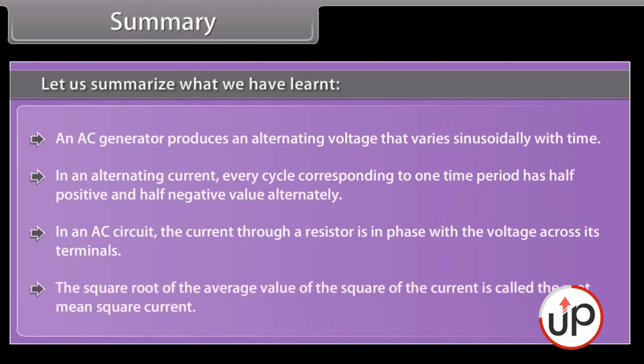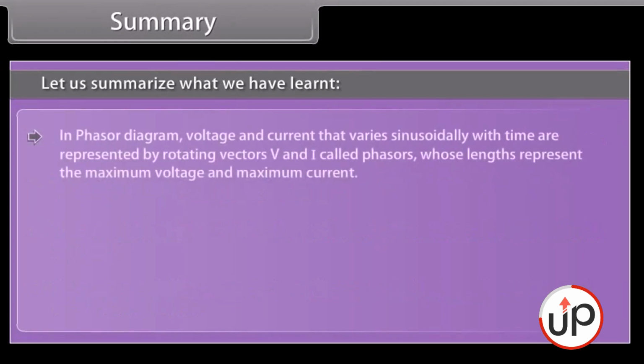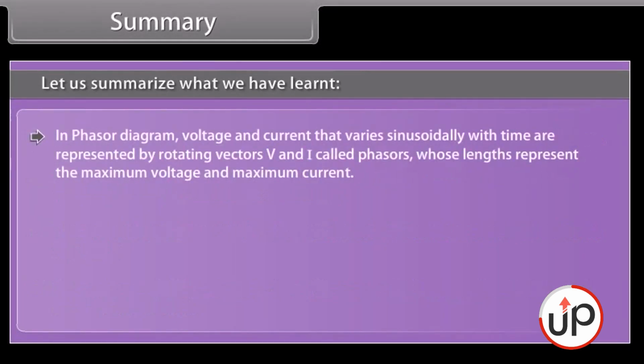The square root of the average value of the square of the current is called the root mean square current. In a phasor diagram, voltage and current that vary sinusoidally with time are represented by rotating vectors V and I called phasors, whose lengths represent the maximum voltage and maximum current.